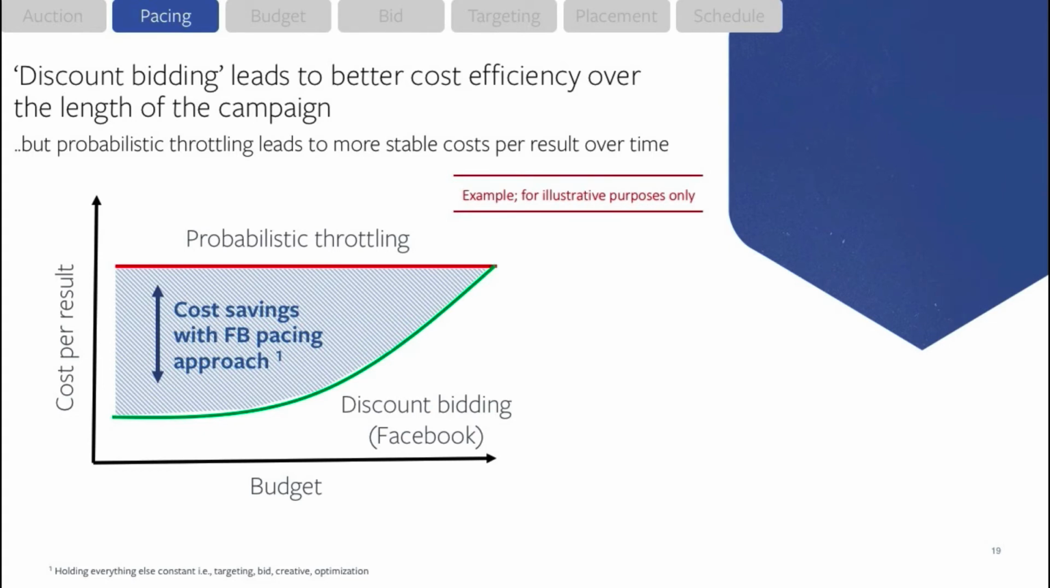On the other hand, probabilistic throttling delivers a higher cost per result to begin with, but that will be relatively stable as your budget increases. It's a trade-off. More total cost efficiency over the duration of the campaign versus cost predictability as you scale budget upwards. So when you observe cost per result on Facebook rising with an increase in budgets, you can assume our pacing approach is at the core of this. In some cases, advertisers may value cost stability over pure total cost efficiency. We are investigating ways we might offer a probabilistic pacing option for these specific use cases.